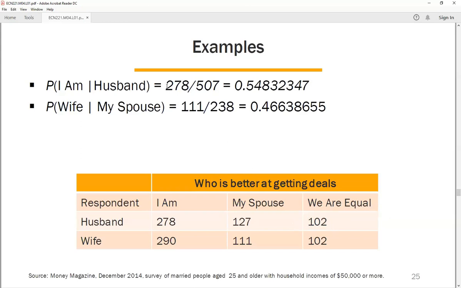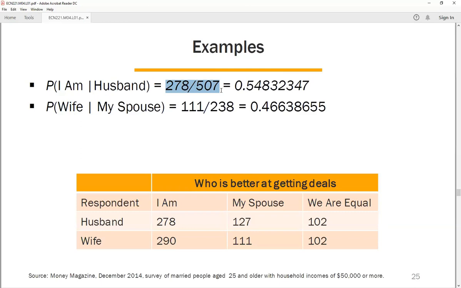So you'll notice here, though, that I didn't write down the 1010. The 1010 appears in the numerator and in the denominator, and they cancel out. So I've just eliminated that step in there. So 278 divided by 507 is 0.5483. So that's the probability of the person responding "I am," given that there's a husband.